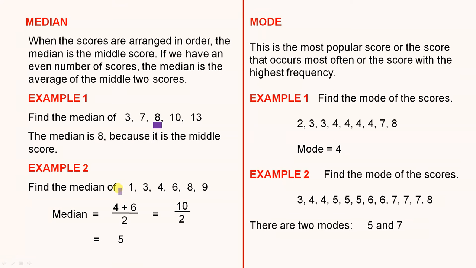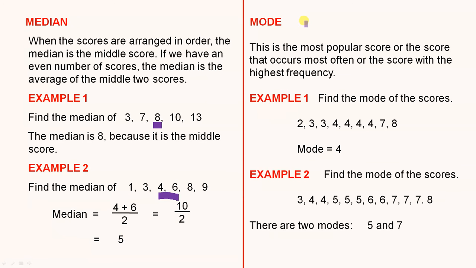For example 2, we have to find the median of those scores. Now we have an even number, so what we have to do is take the 2 scores in the middle. Find the average of those 2 scores, which gives us 5. So the median of those numbers is 5.